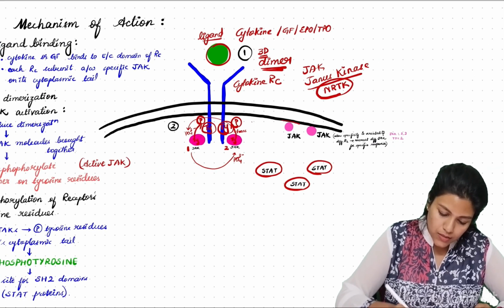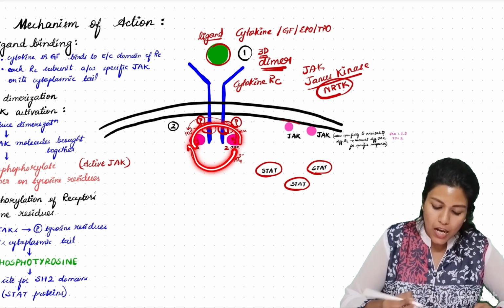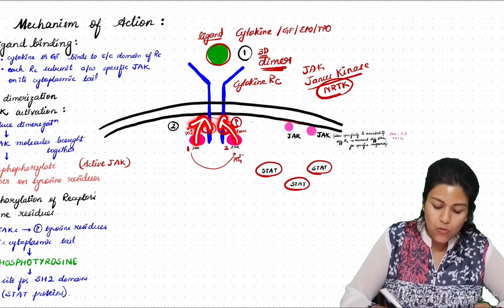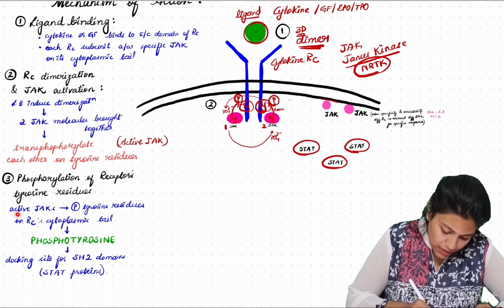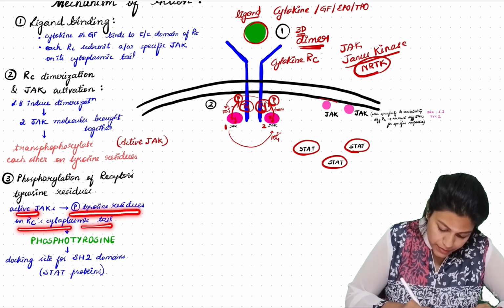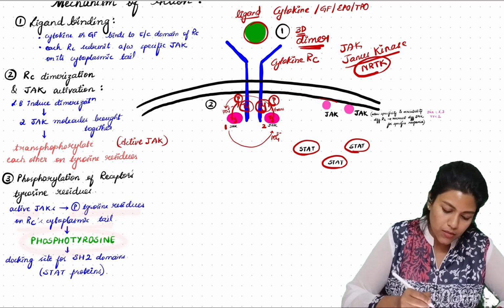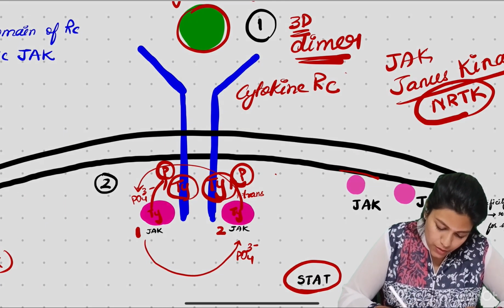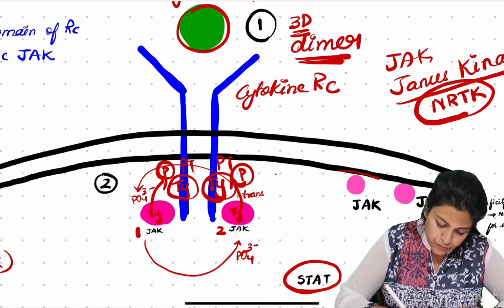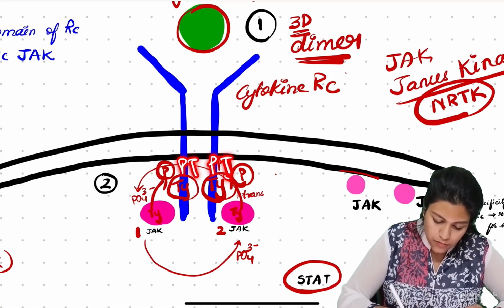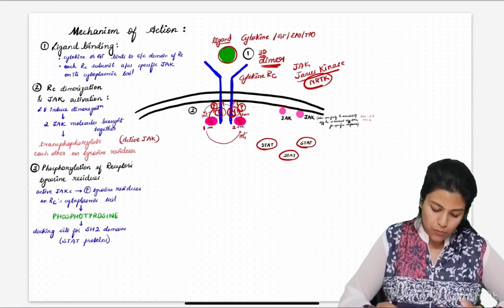So the JAKs first transphosphorylate each other. After becoming active, they phosphorylate the receptor's tyrosine also. Therefore, the active JAKs phosphorylate tyrosine residues on the receptor's cytoplasmic tail, forming a phosphotyrosine. Finally, a phosphotyrosine is formed on each of these receptor monomers.